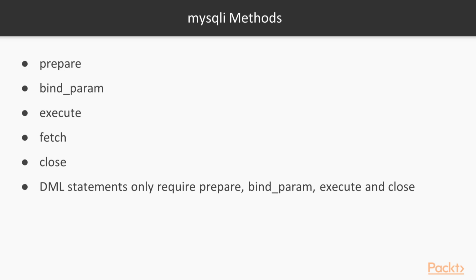So here is an overview of the most common methods that we call when using MySQLi to query a database. We first use the prepare method to prepare the statement with placeholders. With the bind parameter method, we then send the parameters for these placeholders to the database server, and then with execute, we execute the statement. We then fetch the result from the server using the fetch method.